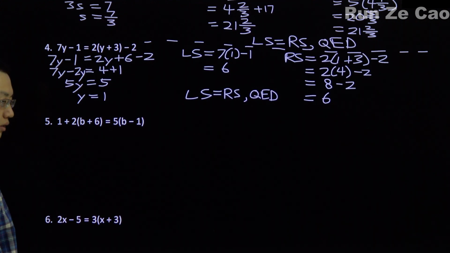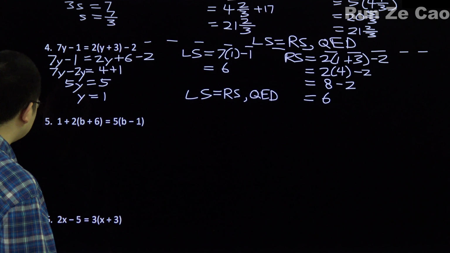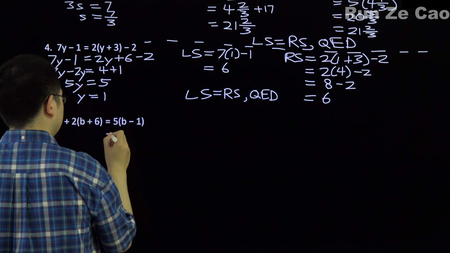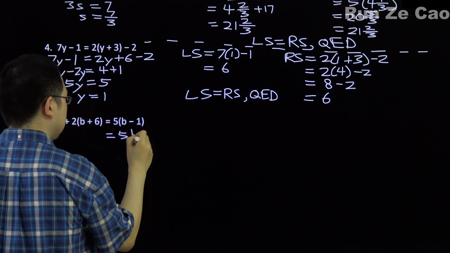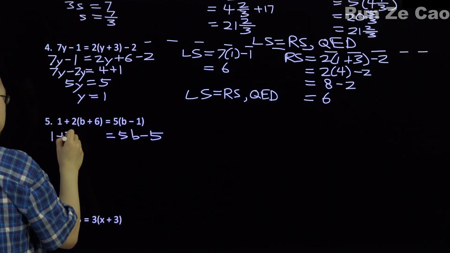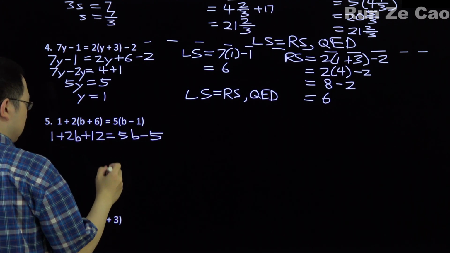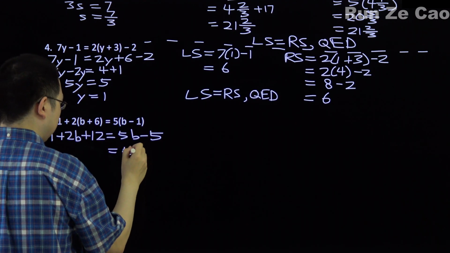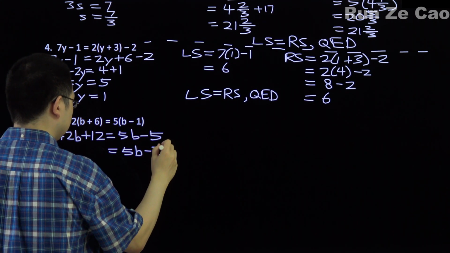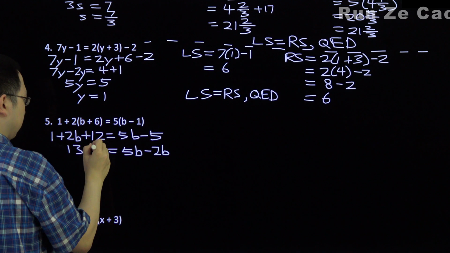Here, 1 plus 2 times b plus 6 is equal to 5 times b minus 1. Well, that's 5b minus 5 is 1 plus 2b plus 2 times 6 is 12. So we got 5b minus 2b is equal to 13 plus 5.